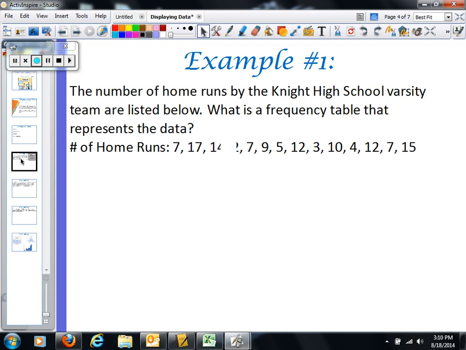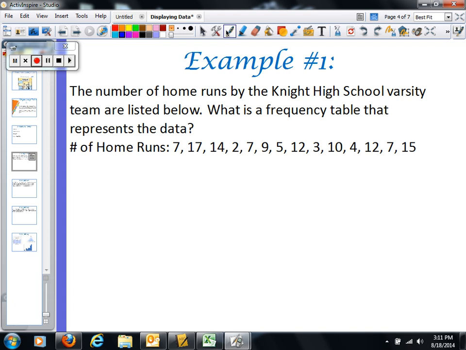So, example number 1. It looks like I have a box that needs to be deleted. There we go. Alright, so example number 1. The number of home runs by the Knight High School varsity team are listed below. What is a frequency table that represents the data? The number of home runs: 7, 17, 14, 2, 7, 9, 5, 12, 3, 10, 4, 12, 7, and 15. And this would be by different players on the team.